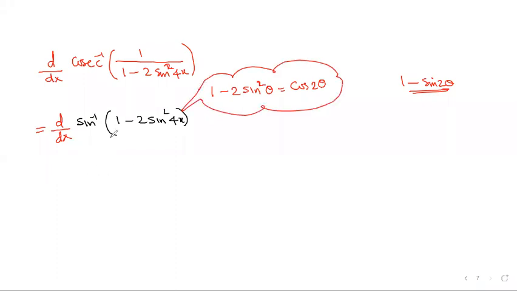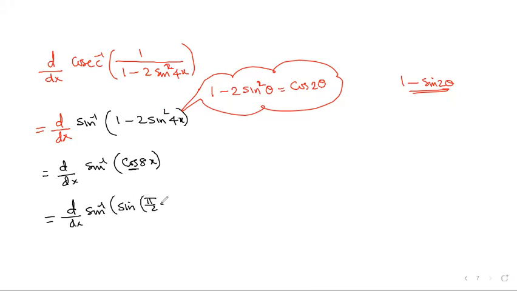Okay, so I can write this now as d by dx of sine inverse cos double the angle. Is the cancellation rule possible now? No, sir. So what can I do? We have to convert. Pi by 2 minus theta: sine inverse. Convert cos 8x into sine. Sine of pi by 2 minus 8x.